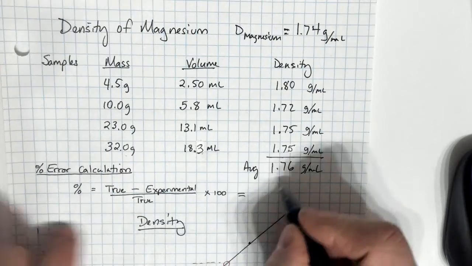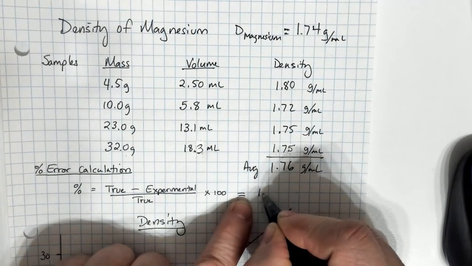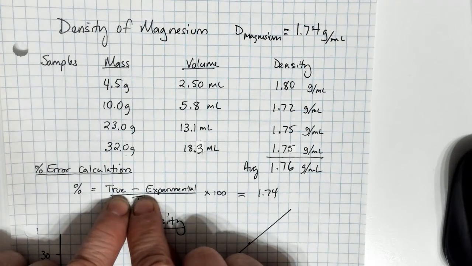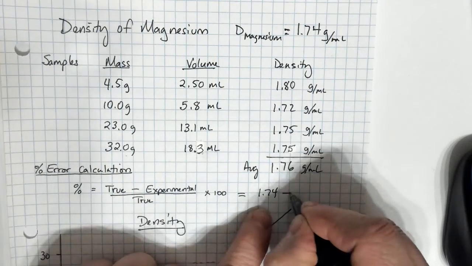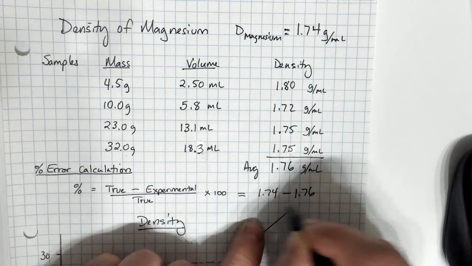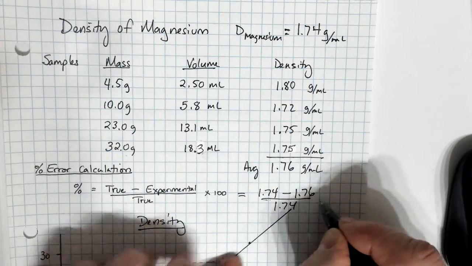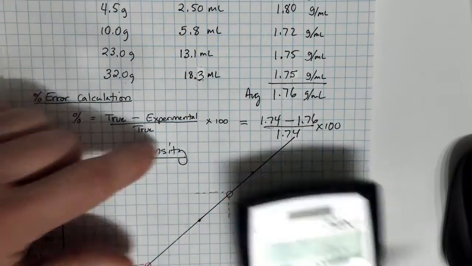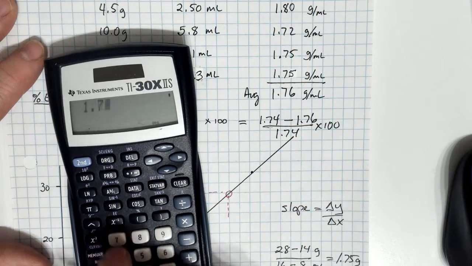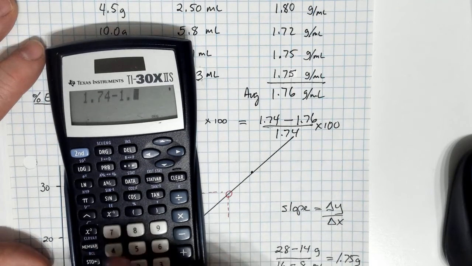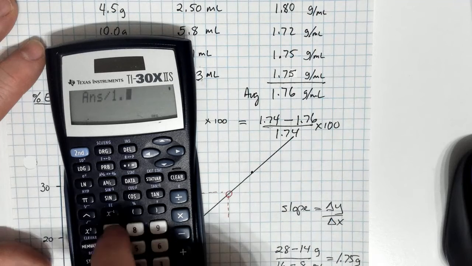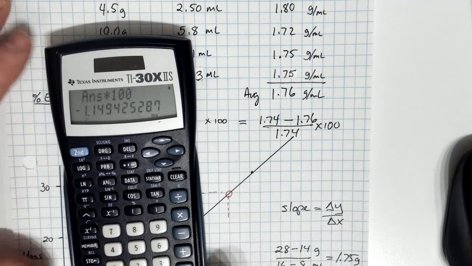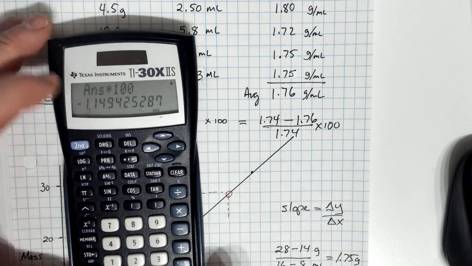So it would look like this. It would be 1.74, because that was what I should have gotten. That's what the accepted value is, and the accepted value for water is 1.00. And then I'm going to subtract what I got in my experiment, 1.76. I'm going to divide it by 1.74, and then times it by 100. And that will tell me the percentage of error I had in my experiment. Okay, so 1.74, and I go minus 1.76 equals, divided by 1.74, and I get this number, times it by 100, and I found out that I have a 1.5% error.